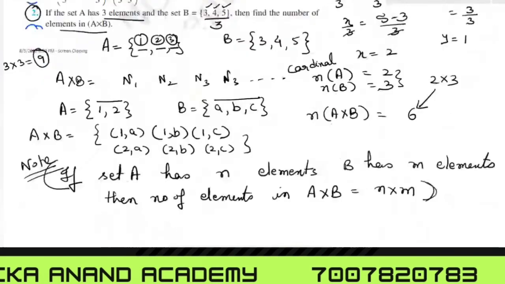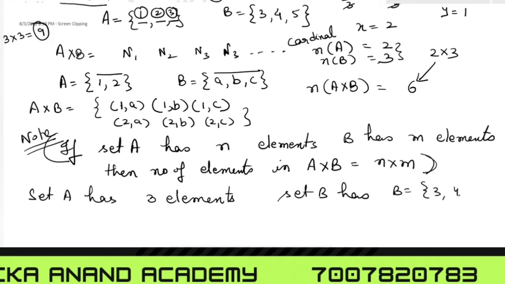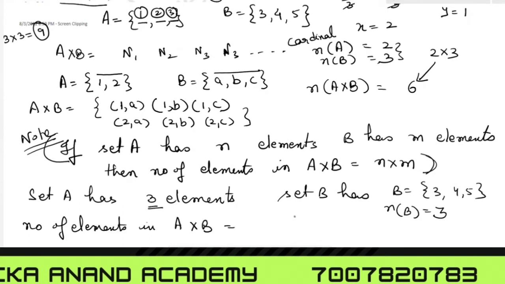Listen, set A has three elements. Set B is equal to 3, 4, and 5, so the cardinal number of B is 3. So the number of elements in A cross B: three elements over here, three elements over here. 3 threes are 9. Three elements means the cardinal number of A is 3. Understood or not?